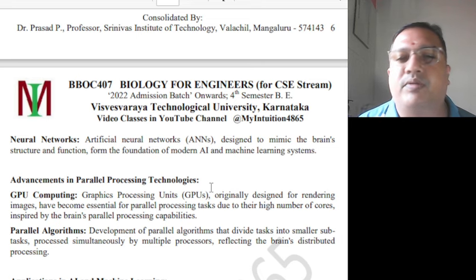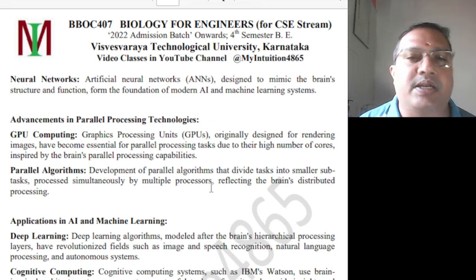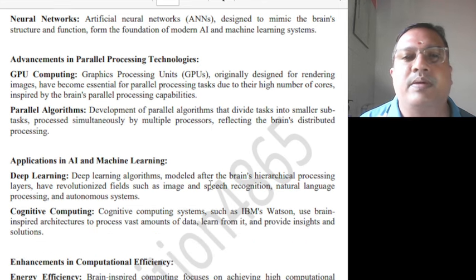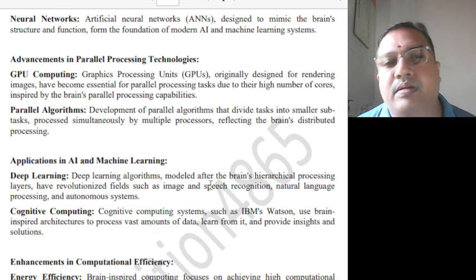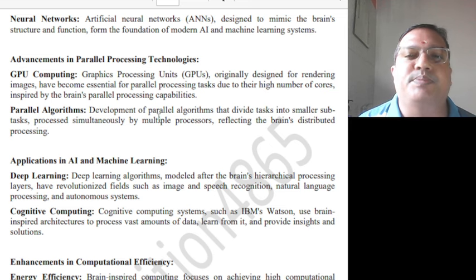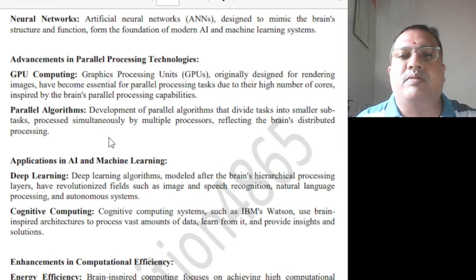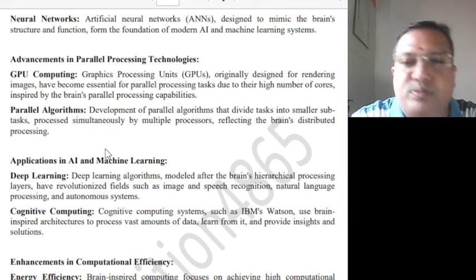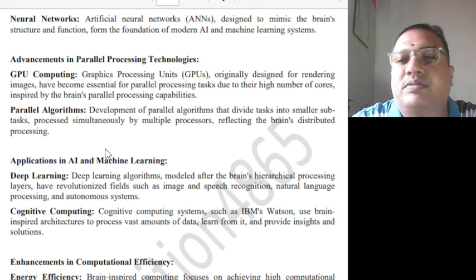Okay, so AI is advanced computing: artificial intelligence, machine learning or data science, whatever it may be. These are new terms that come in computing, not just coding. Advancements in parallel processing technologies: GPU computing and parallel algorithms are the two points. Graphical processing units (GPUs), originally designed to render images, have become very essential for parallel processing tasks due to their high number of cores, inspired by the brain's parallel processing capabilities.